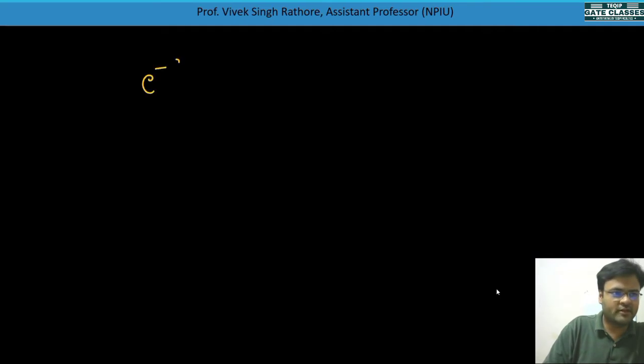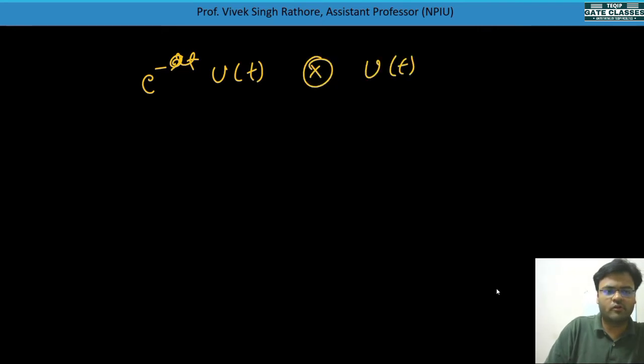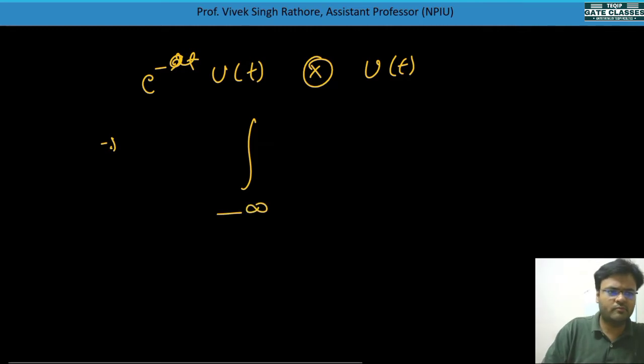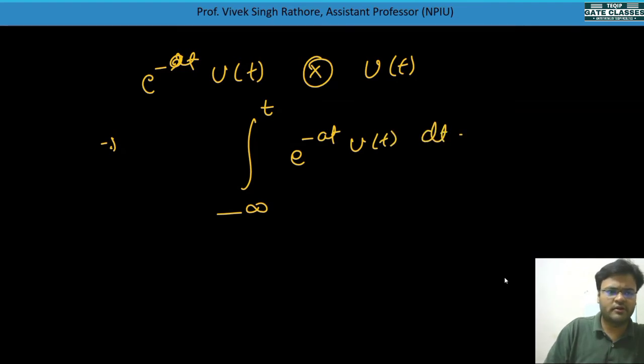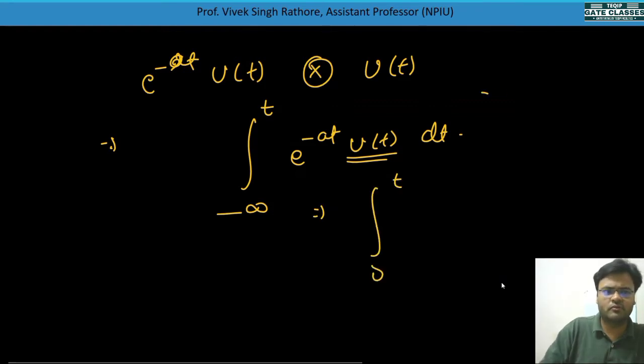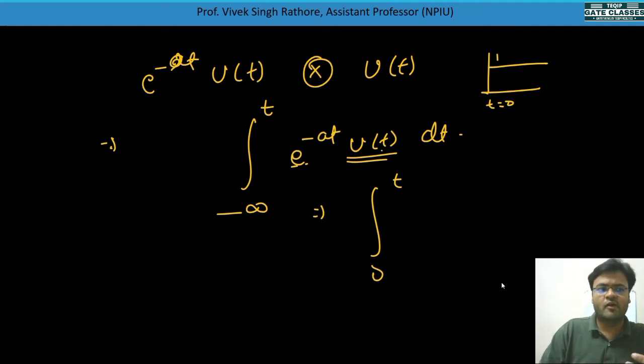By this method we can do some questions also. If the question is e to the power minus at u(t), convolved with u(t), are you going to do it by the graphical procedure or simply? For any signal convolved with u(t), you can integrate from minus infinity to t of e to the power minus a tau u(tau) d tau. Simple. Now u(t) is there, so we can integrate from 0 to t, because any signal multiplied by u(t) will occur only after t equals 0, where the value will be 1.